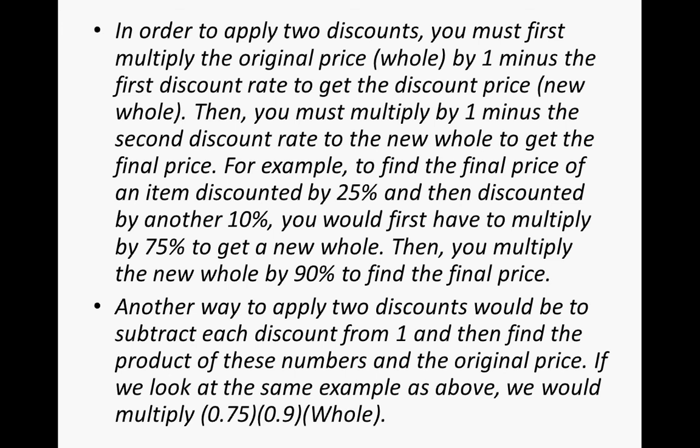Another way to apply 2 discounts would be to subtract each discount from 1 and then find the product of these numbers and the original price. So if we look at that same example above, we would actually multiply 75 hundredths times 90 hundredths times the whole number. All right, we'll see you in class.